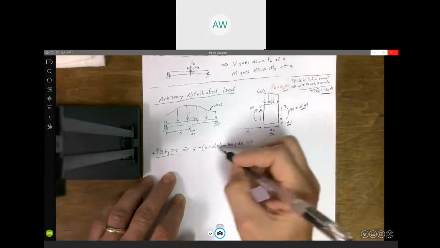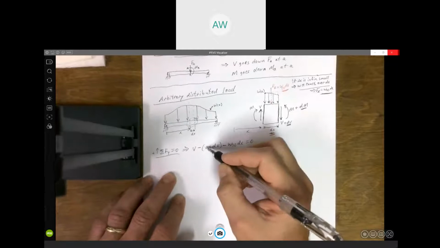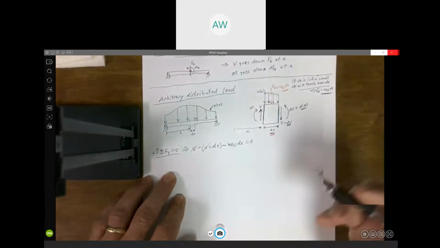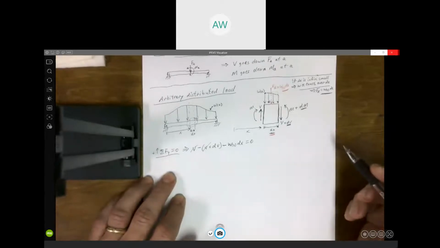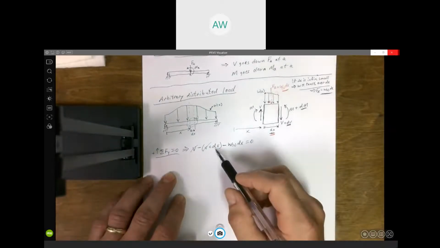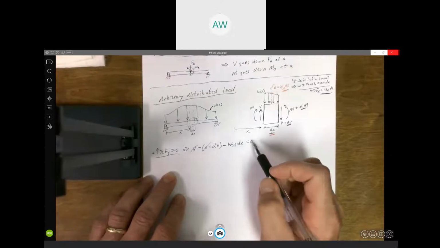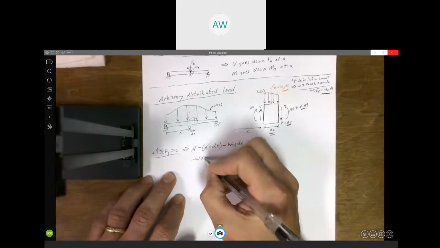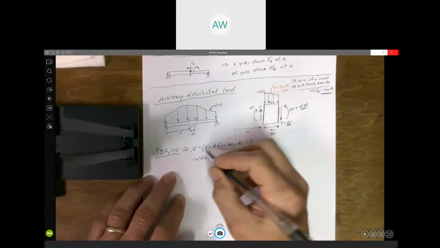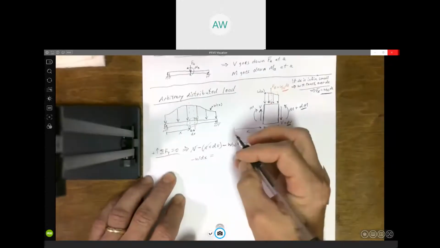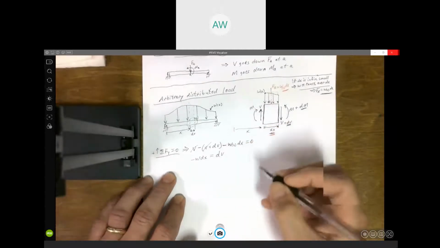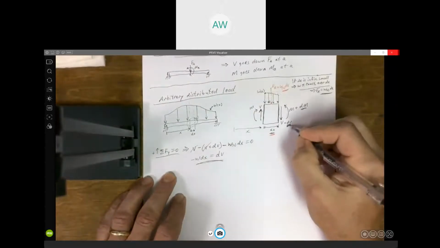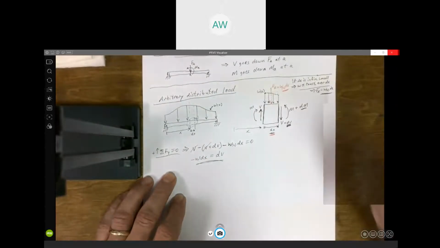Well, when you distribute this negative sign, we're going to have V minus V. So those two essentially cancel each other out. And we're going to have minus dV minus w times dx equals 0. So we have minus w dx. If I move the minus dV to the other side, it becomes positive. So that's what we're after, the change in the shear force.